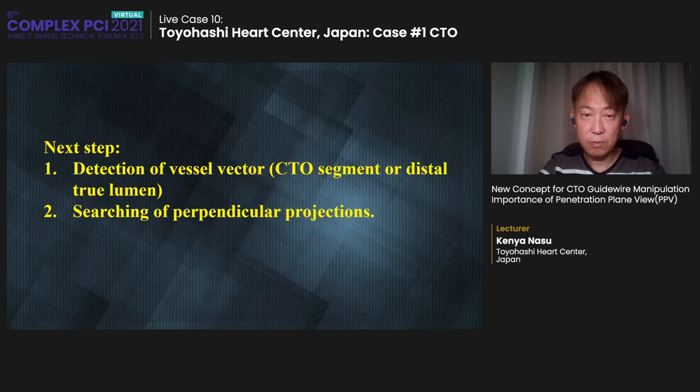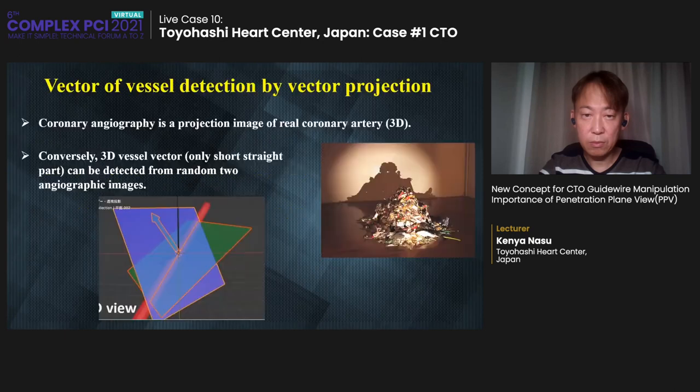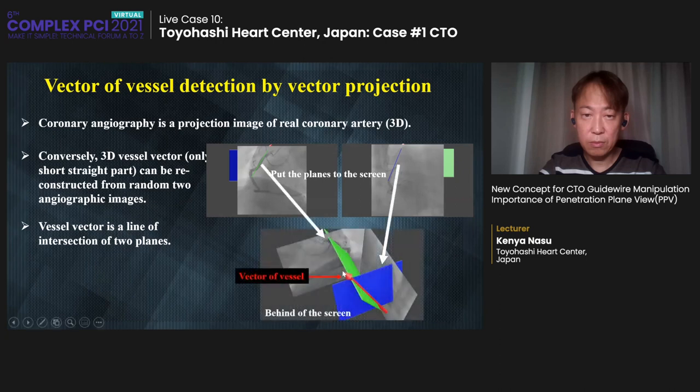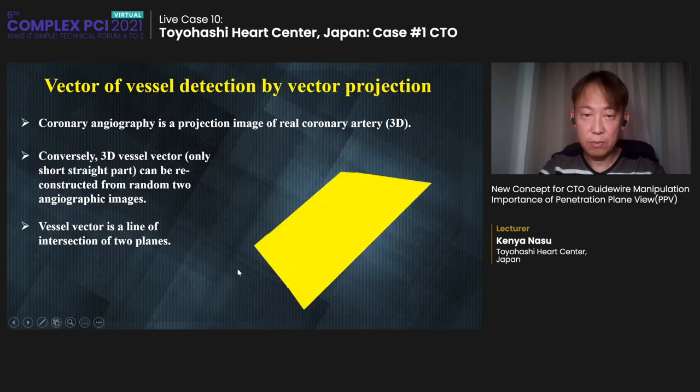Next step, we try to detect the vessel vector and search for the perpendicular projections. Coronary angiography is the projection image of the real coronary artery. Conversely, the three-dimensional vessel vector can be detected from two random angiographic images. When we put the planes on the screen, the green one and the blue one, behind the screen these two planes intersect. This red arrow is the vessel vector. Again, in the yellow plane, the blue plane is intersected. So the vessel vector is the line of intersection of the two planes.